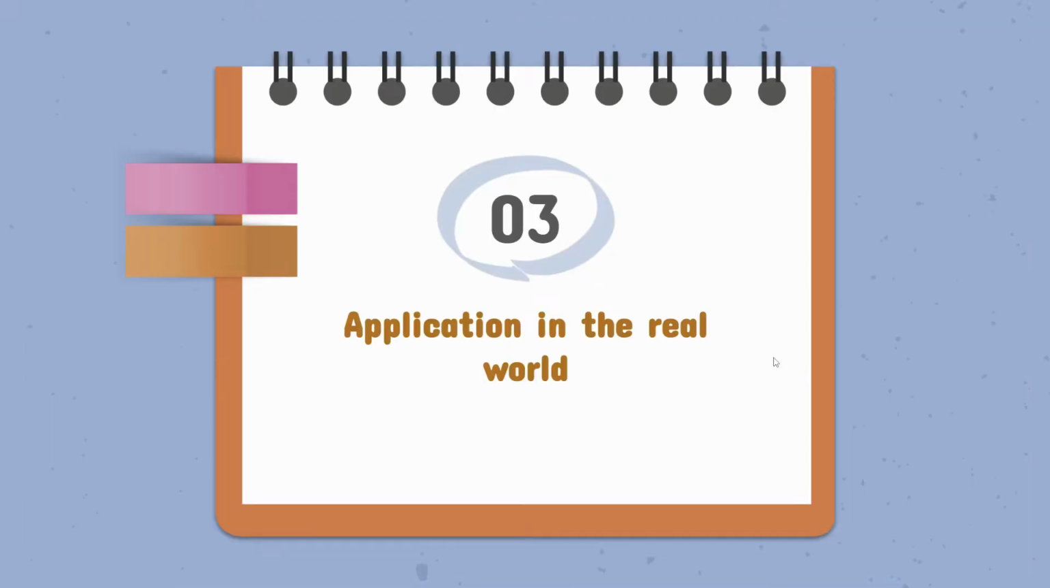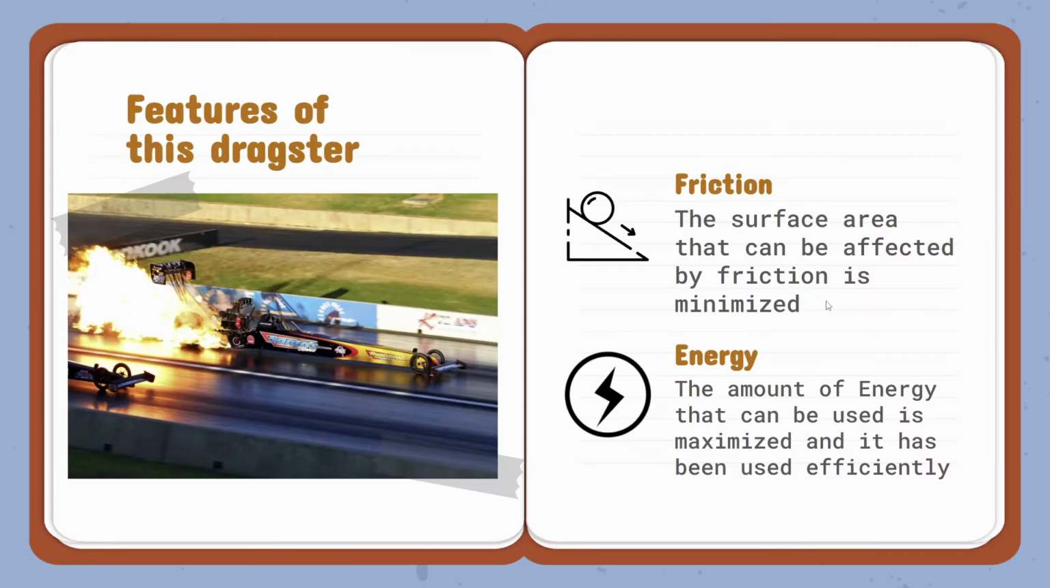Number 3, application in the real world. So, as you can see in this dragster here, the amount of surface area that friction can be applied to has been minimized. As you can see, its frontal surface area has also been minimized, and it has this needle-like shape. The amount of energy that can be used is maximized, as you can see, of course, with the huge amount of flames coming out of the back, and it has been used as efficiently as possible.